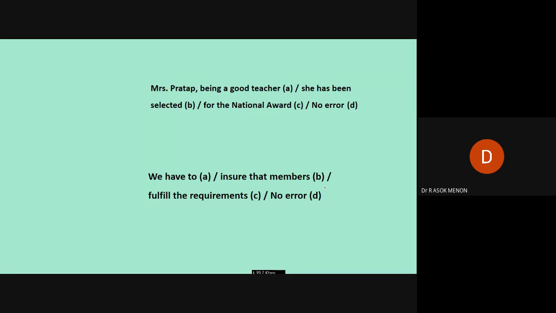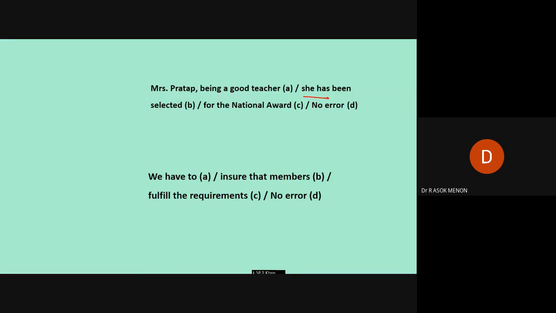Mrs. Pratap, being a good teacher. Yes, option B is correct. Because Mrs. Pratap, being a good teacher, has been. The "she" is unnecessary there. Who is this she? It is Mrs. Pratap. So Mrs. Pratap, being a good teacher, has been selected. That means Mrs. Pratap has been selected for the national award. Because Mrs. Pratap is a good teacher, she has been selected for the award. When the same sentence is used as a single or a simple sentence, we can say Mrs. Pratap being a good teacher, because of being a good teacher.